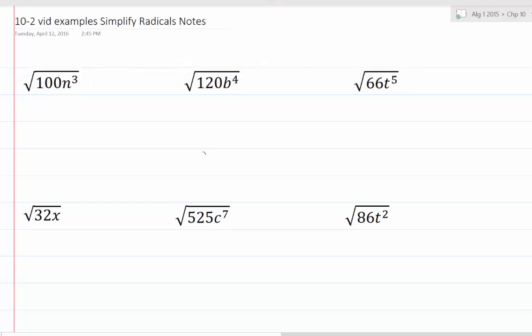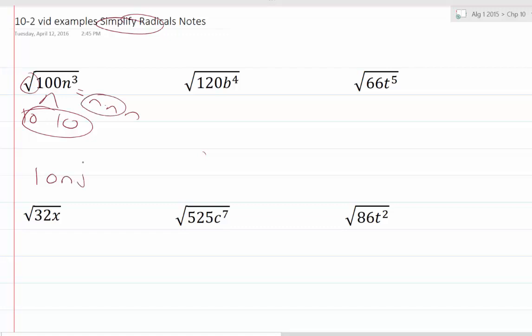Alright, quick review of simplifying radicals. Remember, 100 is made up of 10 and 10, so it makes a pair of 10s. Since we're talking about square roots, we're looking for pairs. n to the third is n times n times n, so we have a pair of n's with the square root of n left over. So that works out pretty nice if it's a perfect square. What happens if it's not?